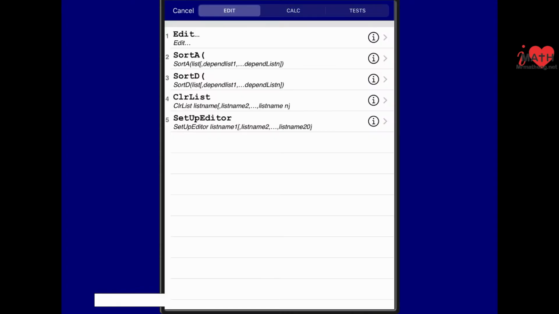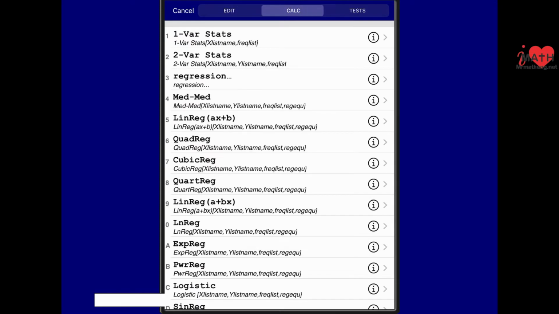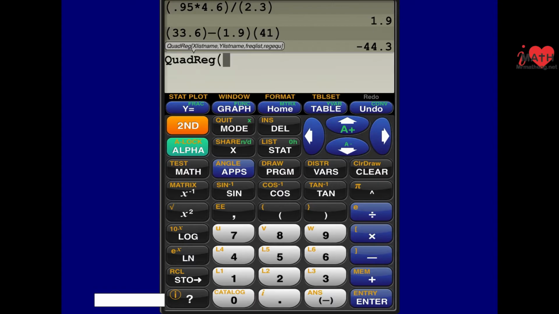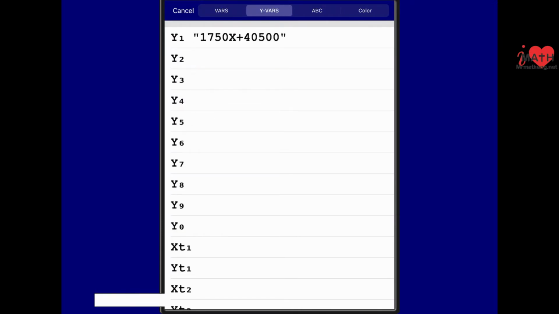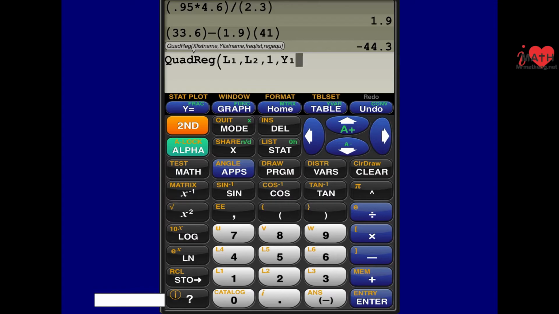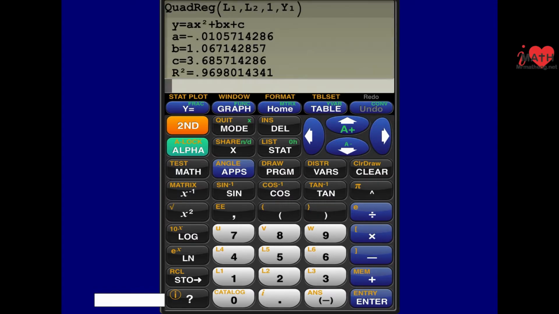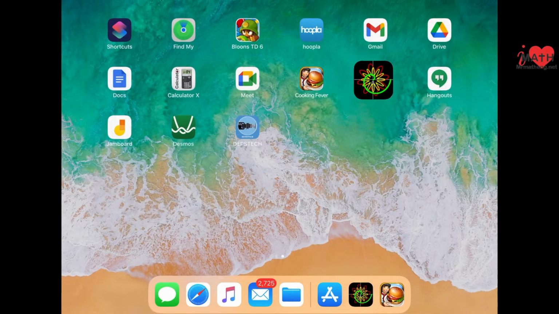Okay, so I'm going to go stat, calc, and number 6, quadratic reg. Where do I have them? List 1, list 2, which is second 2, comma, second 1, comma, vars, go to yvars, and then click y1. All right, take a picture of this. Okay. Let's go back.